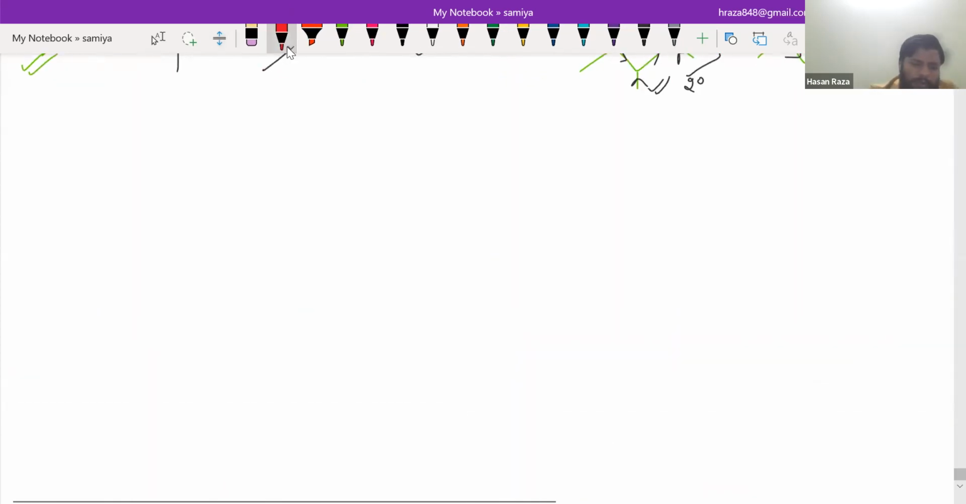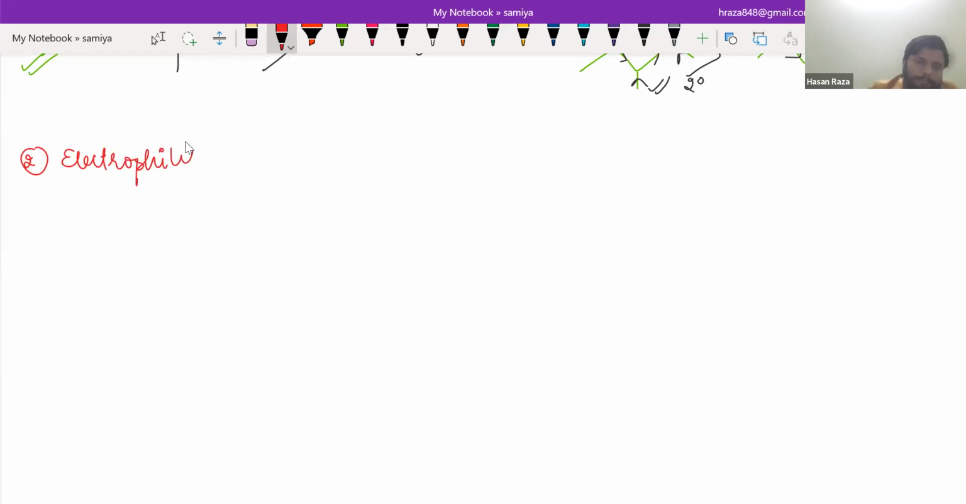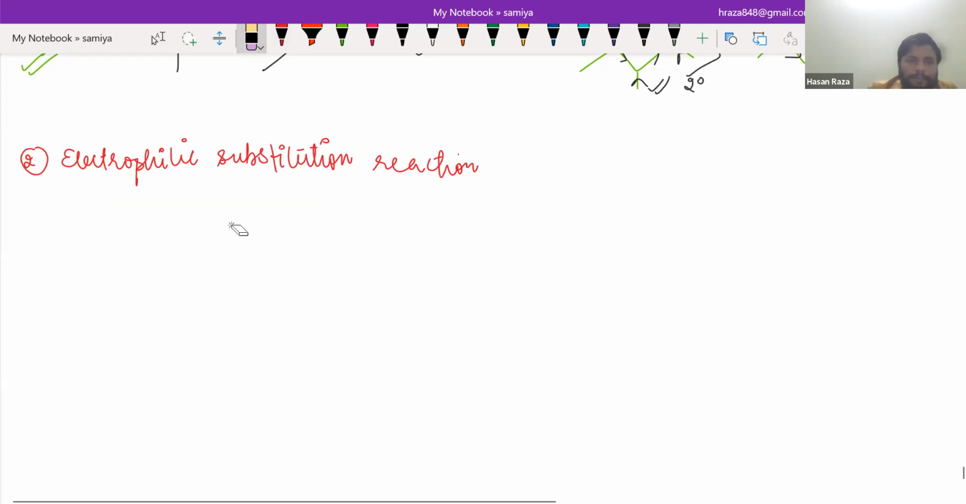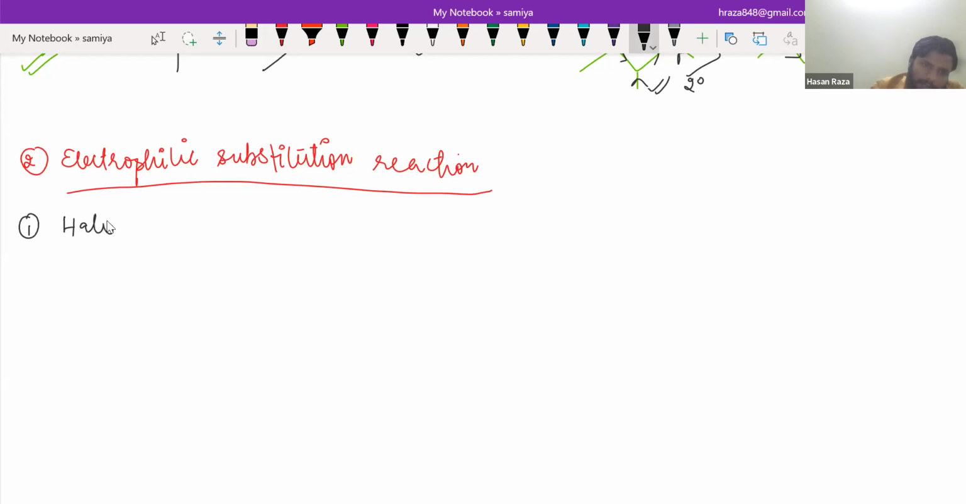Now we are going to start the second type of reaction, that is the electrophilic substitution reaction. So see how this electrophilic substitution reaction will take place. First, we are going to read this. The reaction name is halogenation.